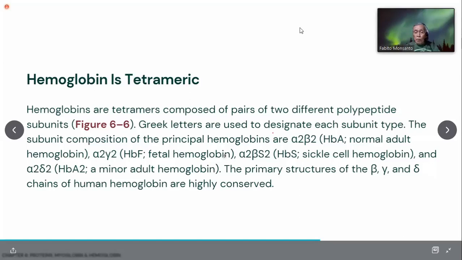Okay. Now this one is 2 alpha and again a sickle cell beta, 2 also. This is one of the amino acids here.